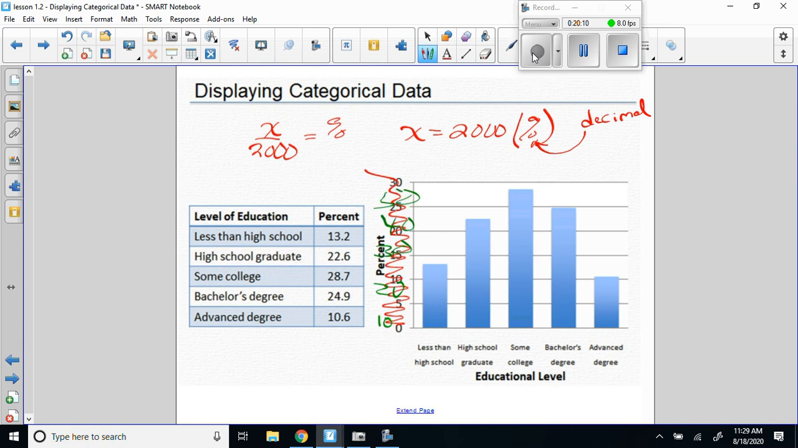what did I not do? I didn't start at 0. I started at a higher point, which is going to affect the height of my bars, right? Does that make sense? Yeah. So that's how you could be deceptive.